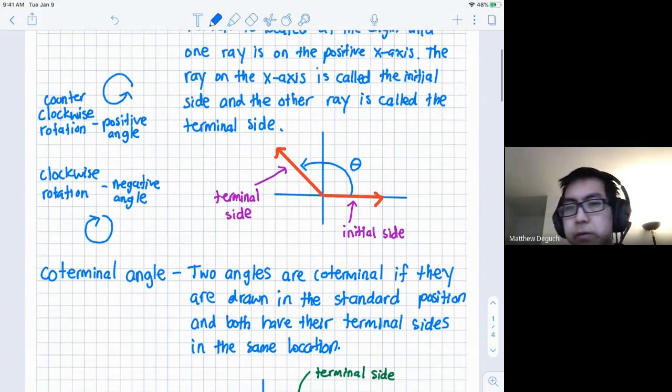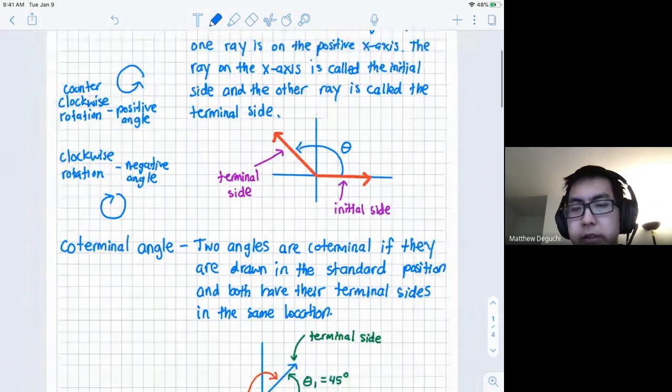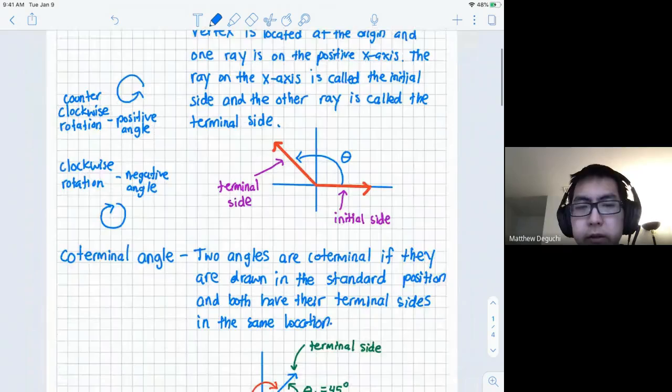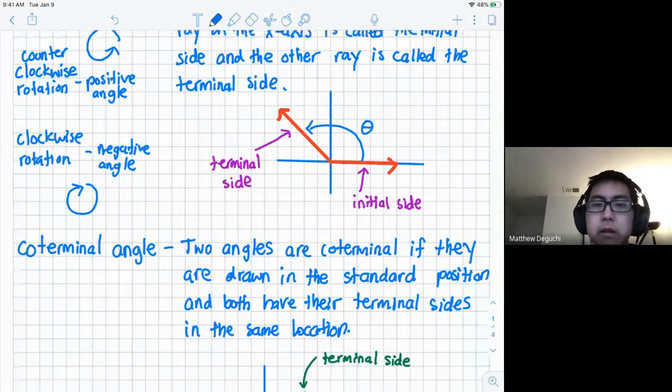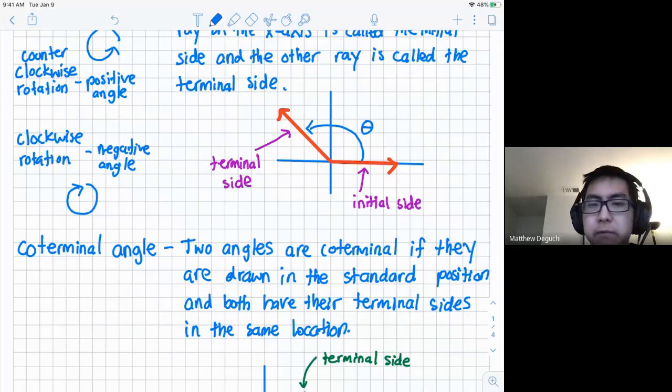Okay, so that's just to give you guys some insight. Now we're going to look at more vocabulary, and this is one that we're going to be focusing on. Now we have something called coterminal angles, okay? Two angles are coterminal if they are drawn in the standard position.